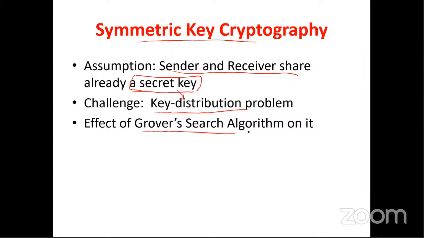But yeah, these are challenges in symmetric key cryptography, and we have also seen the effect of Grover on symmetric key cryptography. If we have Grover, then we should overcome that by doubling the key size. So doubling the key size will nullify or overcome the effect of Grover search. So Grover's is a threat to the symmetric key, but it can be overcome by simply doubling the key. But what about this key distribution?